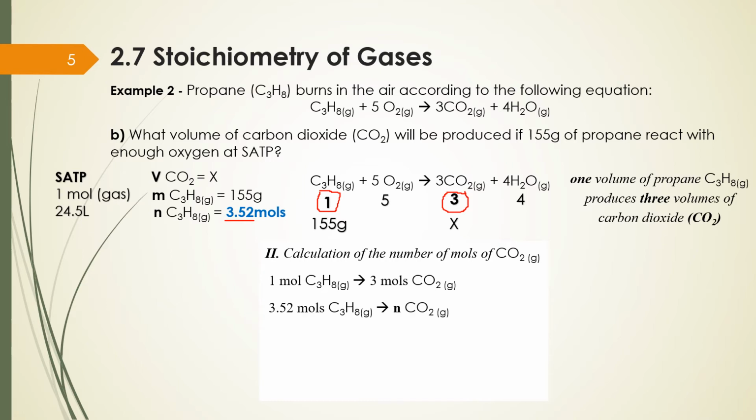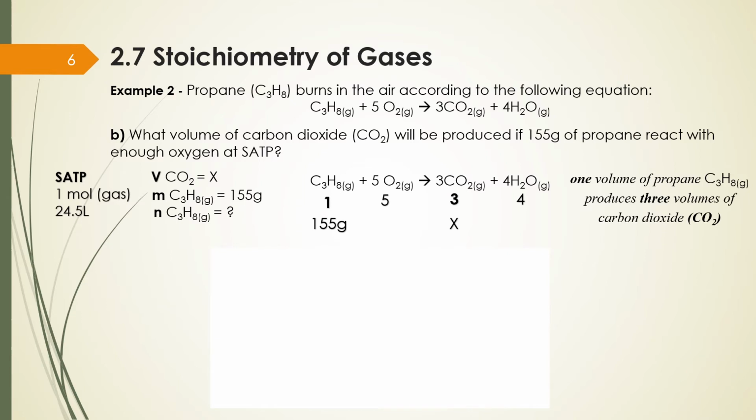So 3.52 moles of propane for how many moles of CO2. The same, plug in. 1 over 3.52 equals 3 over n. So n equals 3 times 3.52. So n is equal to 10.56 moles of CO2. Okay, so now I found the number of moles of CO2. Did I finish already? No, it's not asking the moles, it's asking me the volume. Okay, so I need a third step.